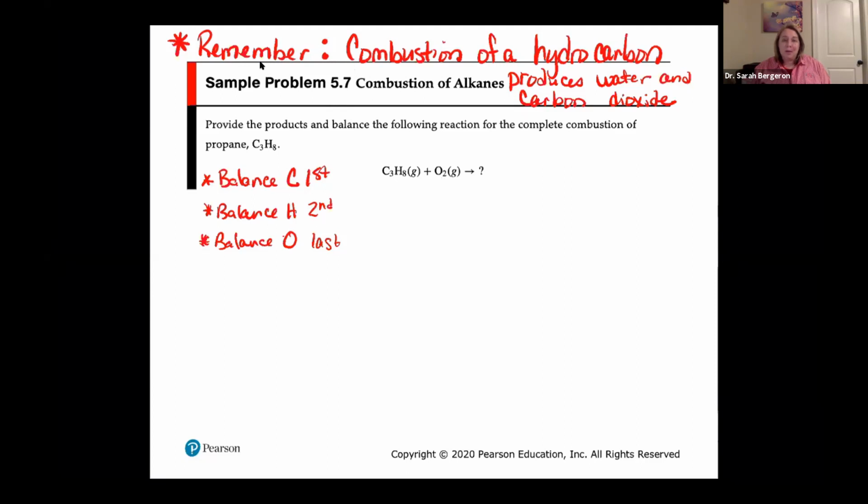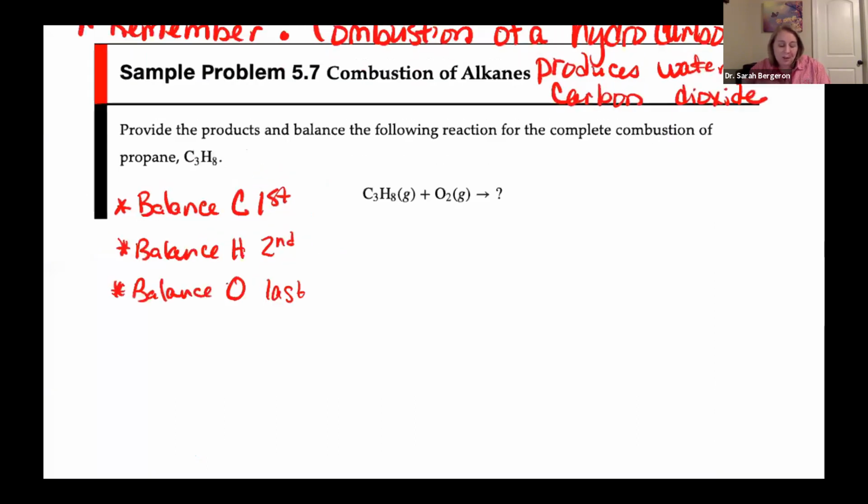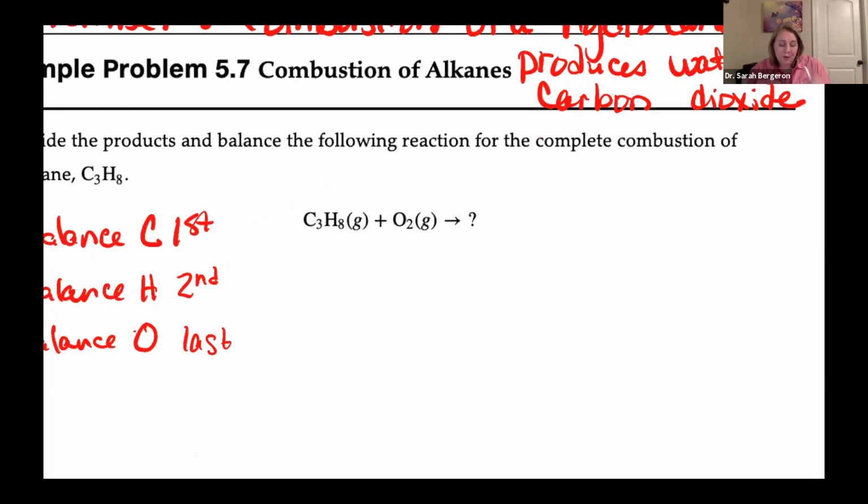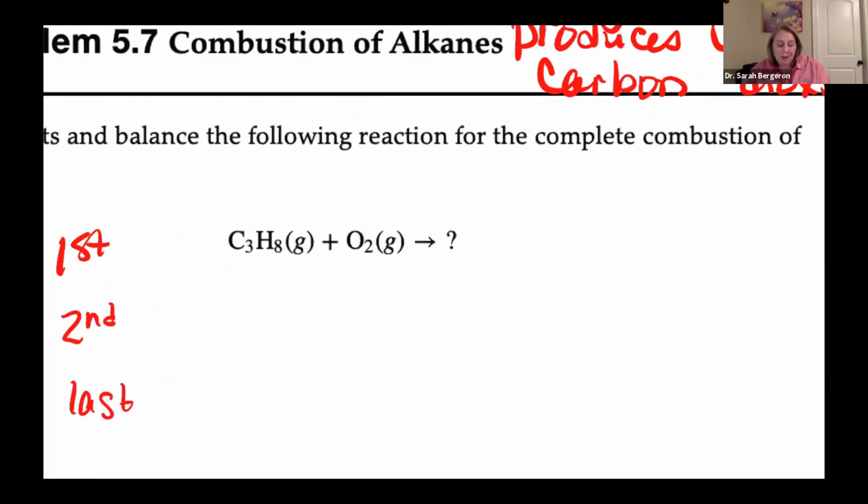And you remember, I'm not going to give you this on the exam. You need to remember that combustion of a hydrocarbon produces water and carbon dioxide. So let's go ahead and see how to write this. My big tip for you is when you're balancing these equations, balance your carbons, balance your hydrogens, then balance your oxygens last. Okay? So let's go ahead and do that. CHO, that's the order we're going to go in.